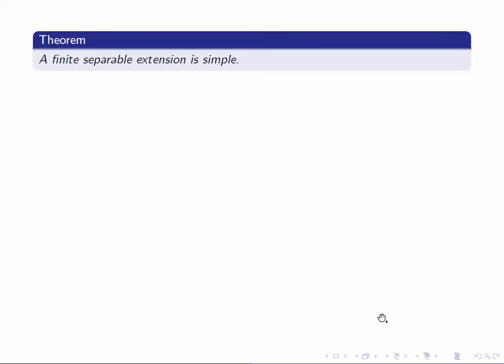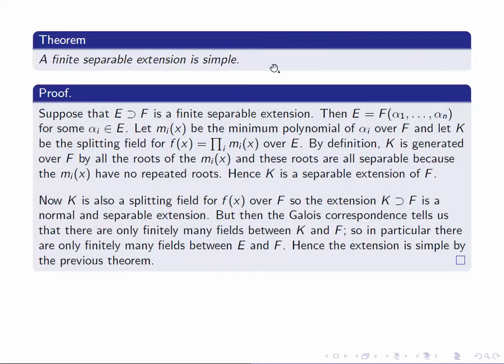Let's now use this result to prove our main theorem that any finite separable extension is simple. So suppose we have a finite separable extension. E is finitely generated over F, say by alpha 1 up to alpha n. What we do is we take the normal closure of E, show that it is normal and separable, and hence there are only finitely many subfields by the fundamental theorem of Galois theory.